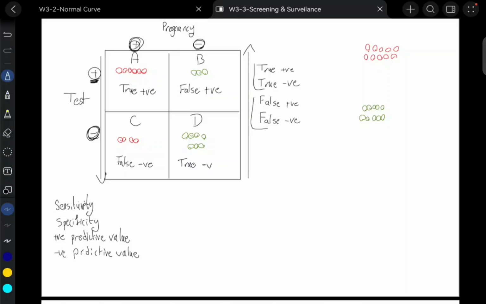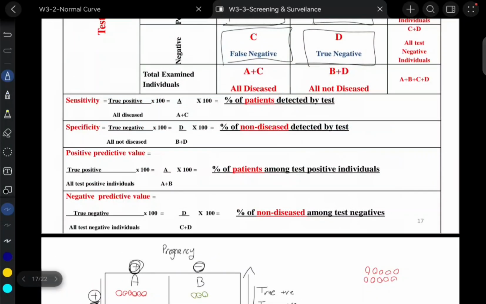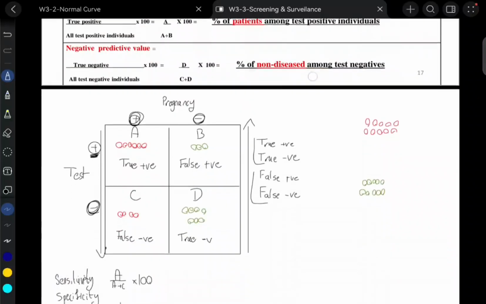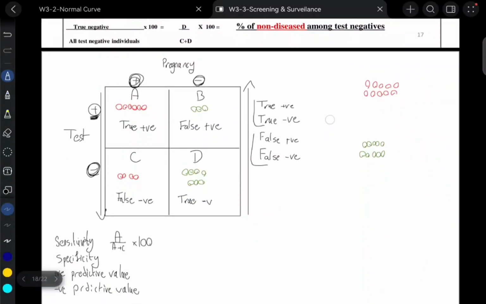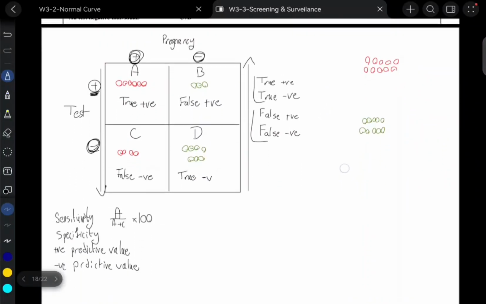Sensitivity will be A over A plus C times 100, that's the percentage. While specificity will be D over B plus D times 100.